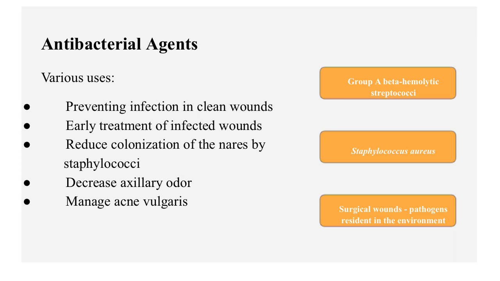The two major types of pathogens that we'll deal with here are the beta hemolytic streptococci, group A, and Staphylococcus, specifically Staphylococcus aureus. These are two major bacteria that live on the skin surface as the normal flora. Now, if we're talking about surgical wounds, we do have to think about specialized pathogens that could be in an environment in which the surgery was performed.